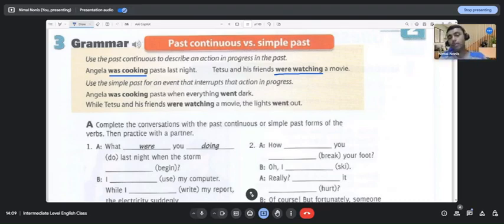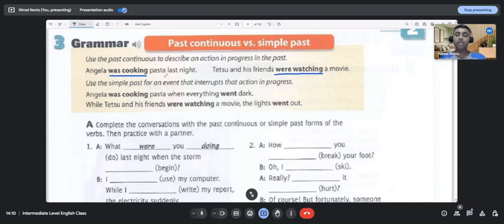Now, when you look at these examples: Angela was cooking pasta last night. This sentence is written in the past continuous tense. How do you know? Angela was the subject. After the subject, the be verb was used, and the be verb was in the past tense. Angela was cooking: the verb is written in the ing form. If a be verb is used and the verb is written in the ing form, then we know that sentence is in the continuous form. If the be verb is in the past tense, then we know that is a past continuous tense sentence.